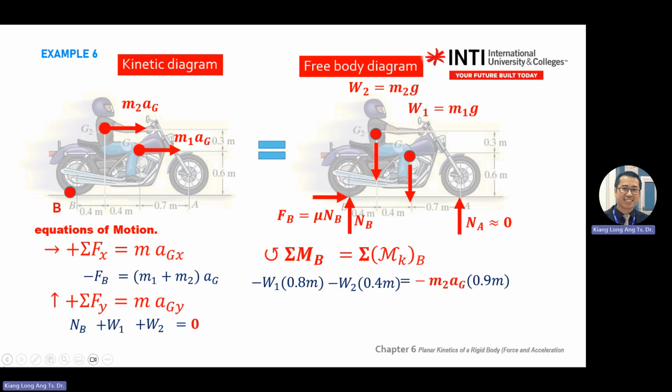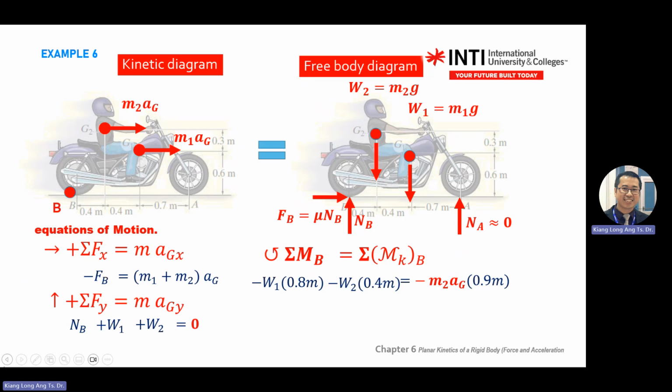Y component, you look at the free body diagram, there are 1, 2, 3, 4 forces there. NA near to 0 during the wheelie. So you only have NB, W1, W2. There's no acceleration in y direction, so it equals 0.